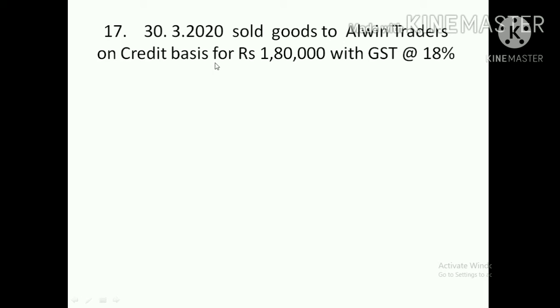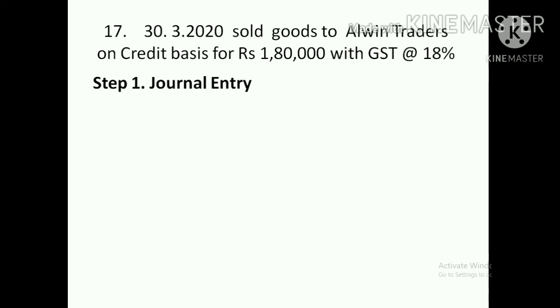At the value of rupees 1,80,000. 1,80,000 is the value of goods with GST at 18%. Nothing but the company charging GST on sale of goods, so this GST we call the output GST. On the sale of goods by the company, they're charging GST tax, that is called output. When the company pays tax on purchase of goods, that is called input. When you charge tax on sale of goods, that is output.